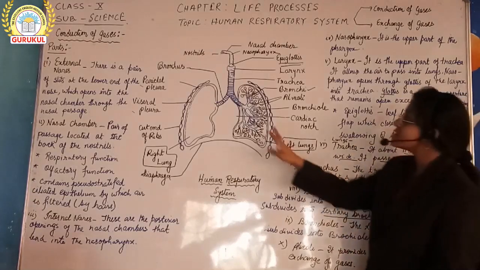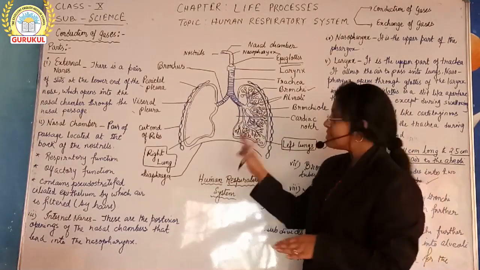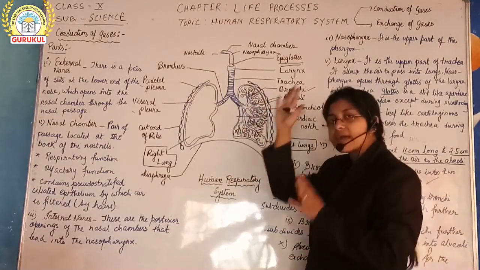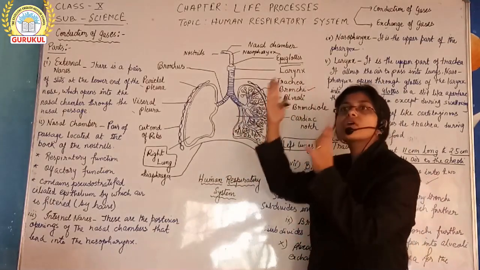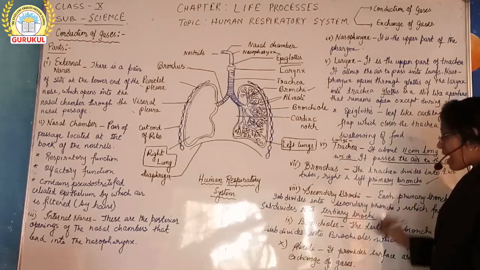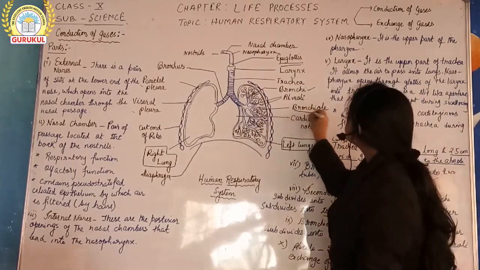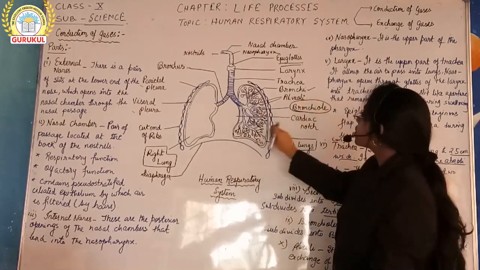First, what is that? The trachea divides into two primary bronchi. Then they divide into secondary bronchi. Secondary bronchi further divide into tertiary bronchi. And then the tertiary bronchi divide to give rise to the bronchioles.